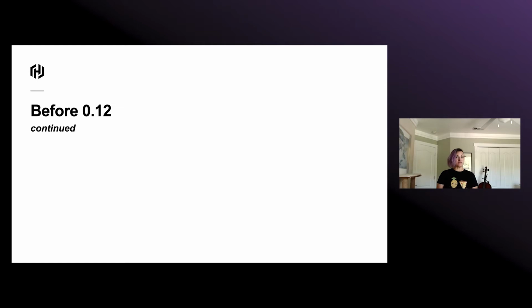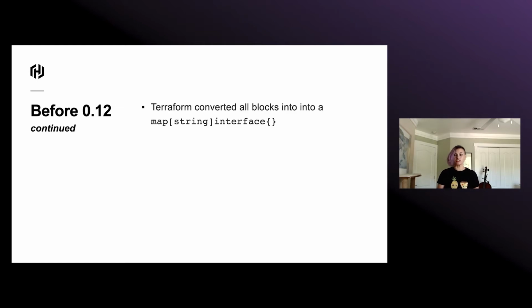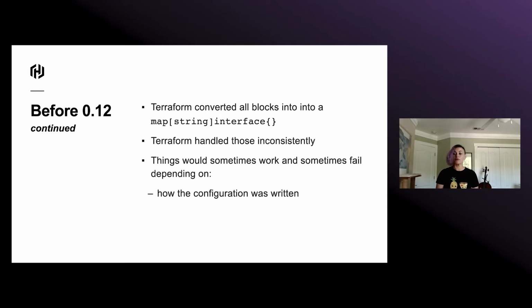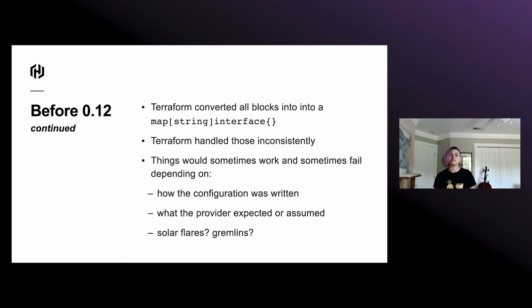Now, one of the specific examples of one of those weird Terraform conventions that led to issues is that Terraform tended to flatten everything in a resource block into this map string interface. So no matter what interesting data structure you may have in your resource in the provider schema, it all kind of got smooshed down to this one form. Terraform was big on strings before 0.12. If I'm going to oversimplify, I'd like to say everything was basically a string eventually to Terraform. And Terraform handled these things somewhat inconsistently. So sometimes, because of that, things would work or fail depending on how the configuration was written, what the provider expected or assumed. And honestly, some days it just felt like solar flares, like gremlins. We didn't always know what was going on or why.